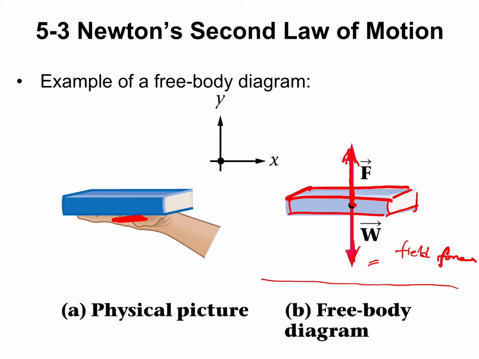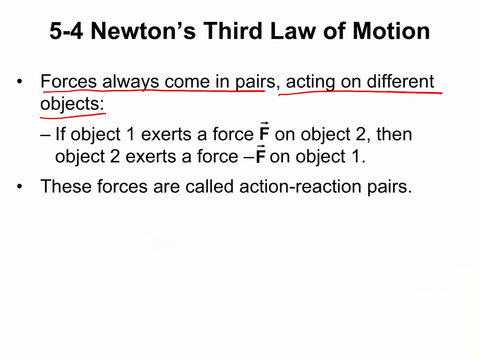You apply force on the book. You push up on this book. Meanwhile, the book applies force on you. That's why you feel the force from the book. So forces come in pairs. This is the force from you on the book, and meanwhile, the book applies force on you. That is the meaning. This is a Newton's third law pair.